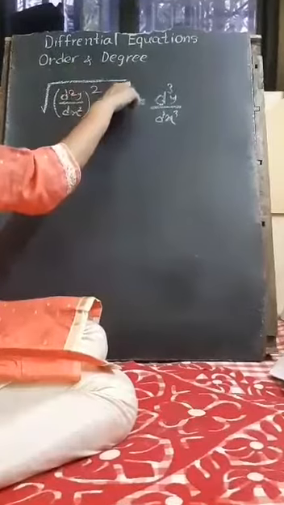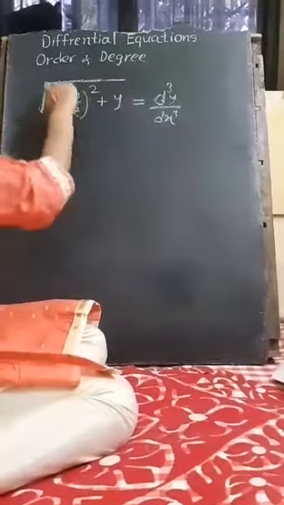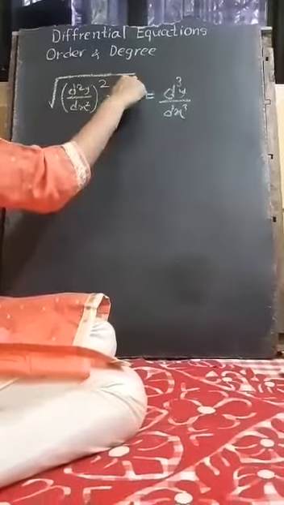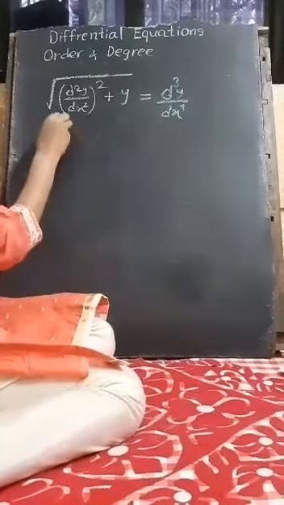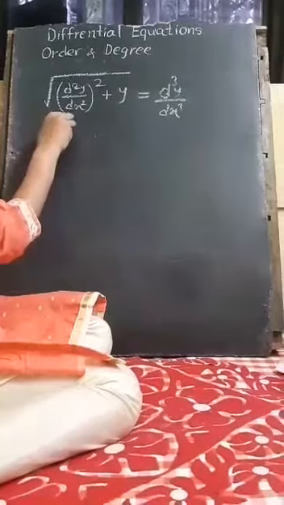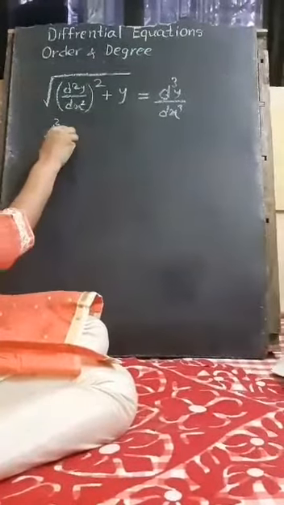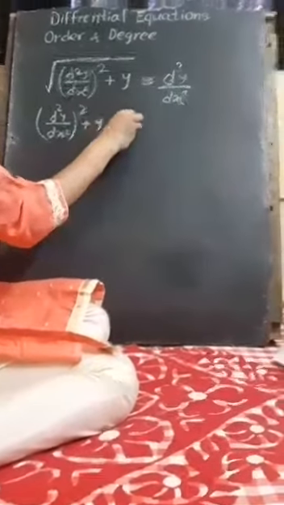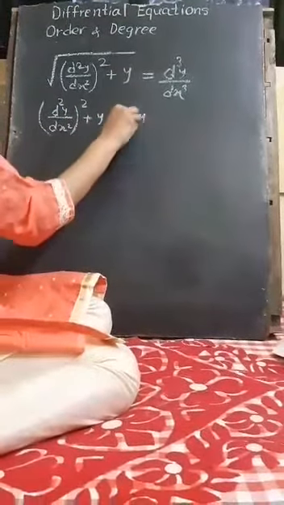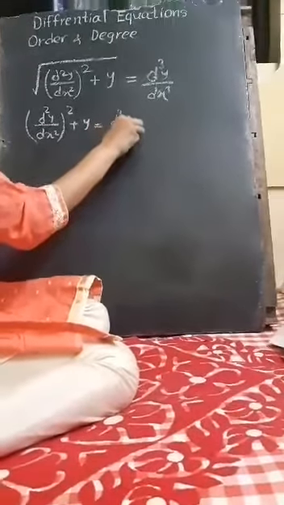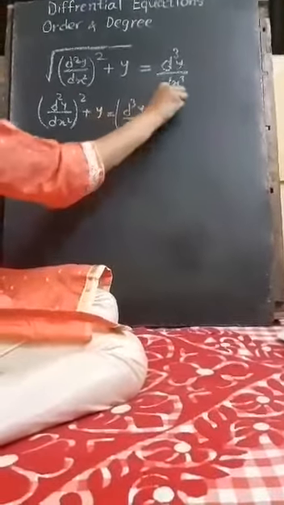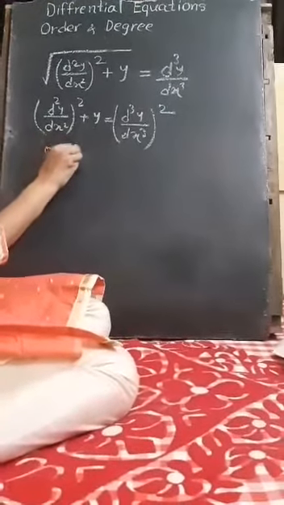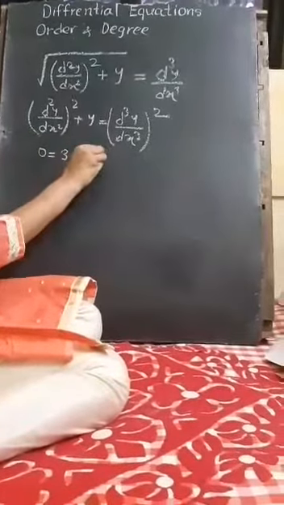This is a square root. To remove the square root, which means raised to half, what we need to do is square on both sides. So I will get d square y by dx square plus y is equal to d cube y by dx cube whole square. Okay, so now what is the order of the differential equation? It is 3 and the degree is 2.